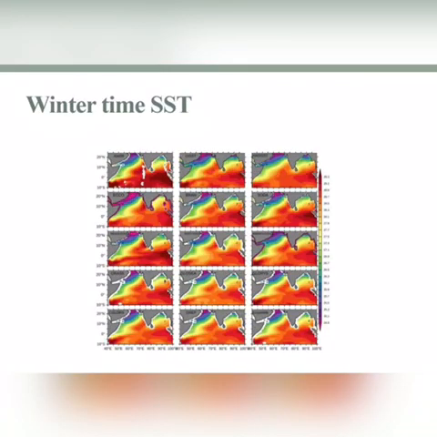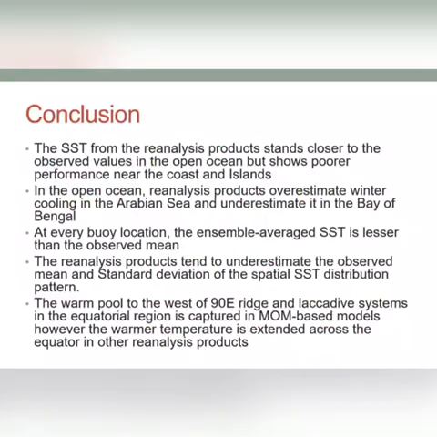The INCOIS GODAS captures the spatial mean SST pattern closer to the AMSR2 SST during the winter season. In conclusion, we can say that the SST from the reanalysis products performs better in the open oceans, whereas it is poorer near the coast and islands. The winter cooling is captured differently in the Arabian Sea as well as the Bay of Bengal. In the Arabian Sea, the winter cooling is more compared to the observation, whereas it is lesser than that of observation in the Bay of Bengal.